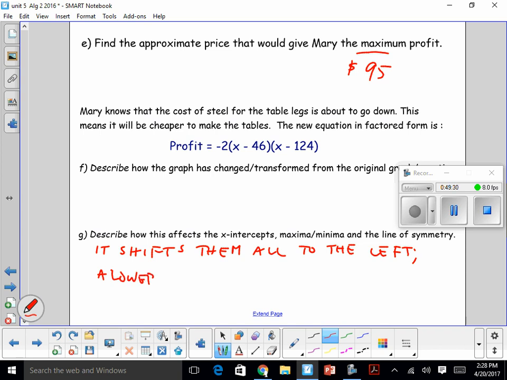A lower price gets a higher profit. Lowercase g, a higher profit. In this case, I think it was 30 something, 3,000 something. 3042.